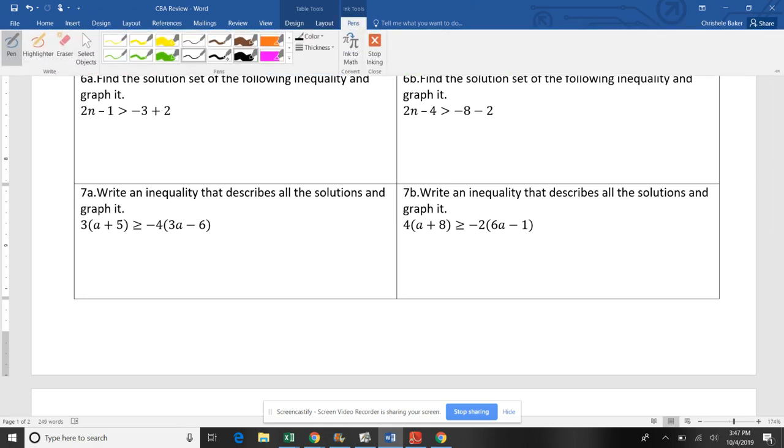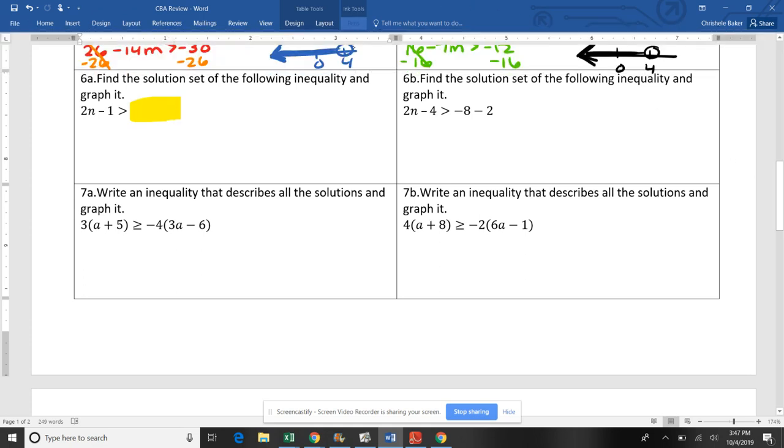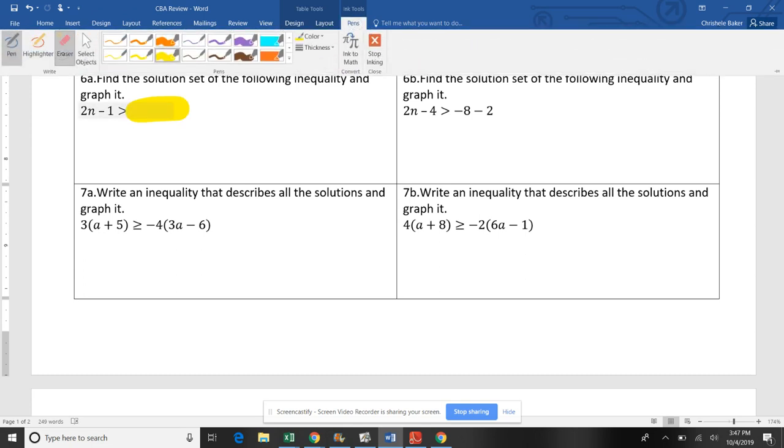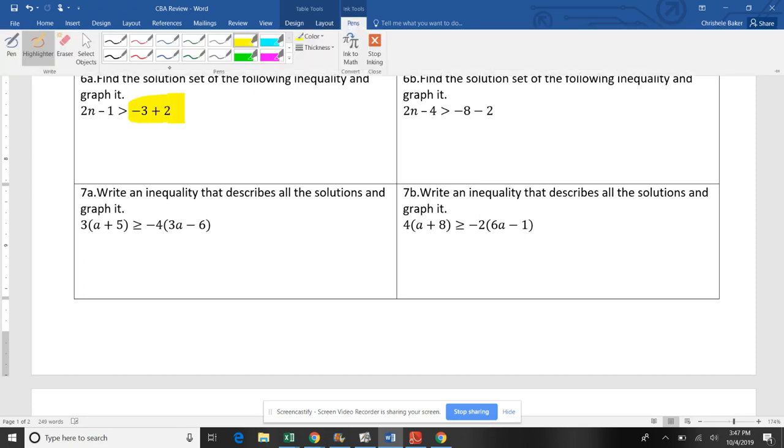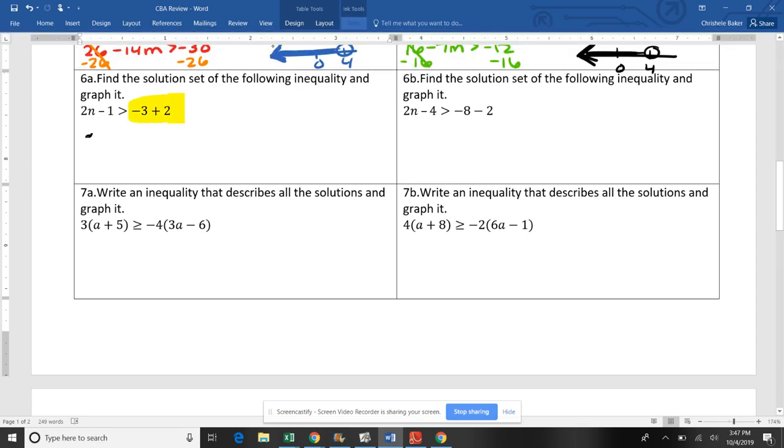In number 6, I do have to combine my like terms before I start to solve. So I have negative 3 plus 2, which is negative 1. Add 1 to both sides. I'm isolating my variable. Negative 1 plus 1 is 0. Divide by 2 and n is greater than 0.